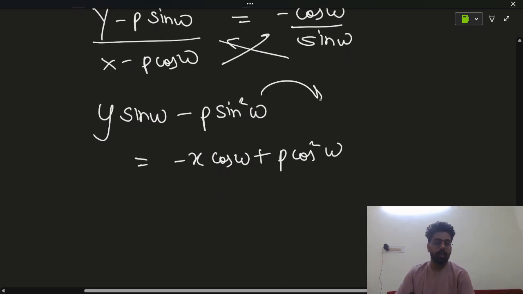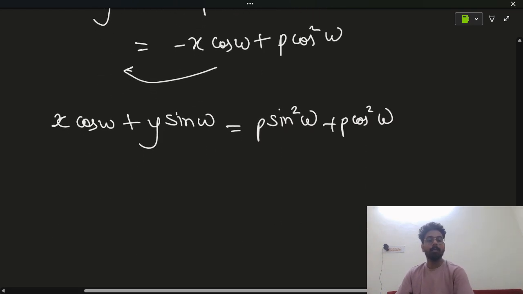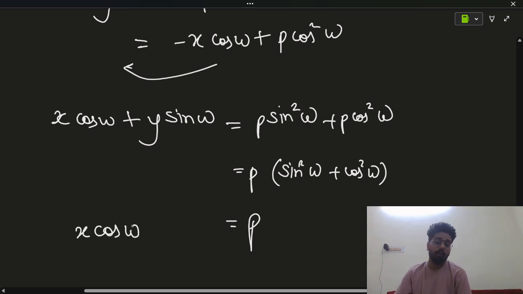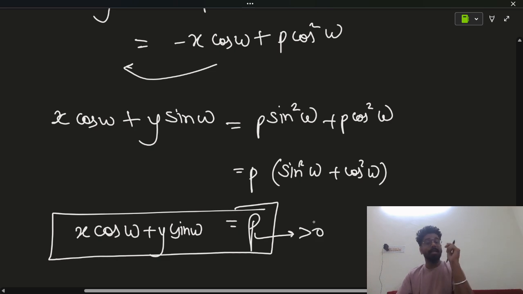Now you bring this term over here and this over here, you will have x cos W plus y sine W is equal to P sine square W plus P cos square W. You take P common, you will have sine square plus cos square, and sine square plus cos square, guys, I hope you all know it's 1. So ultimately we are having what? Normal form of line, where it is given in the question that the distance of the line from the origin is P, which is always positive. P is always positive, make sure. And W is the angle of inclination of the perpendicular drawn from origin.